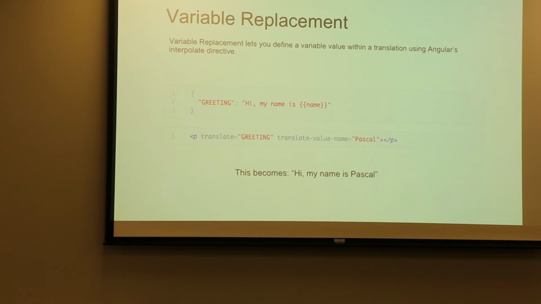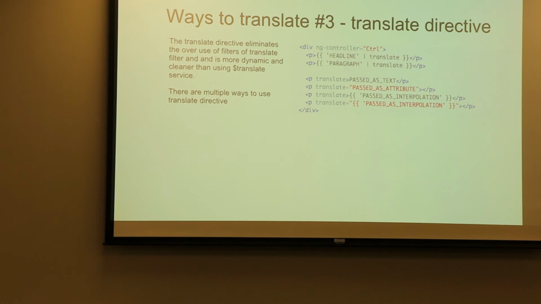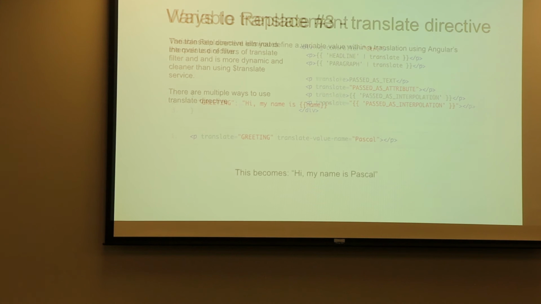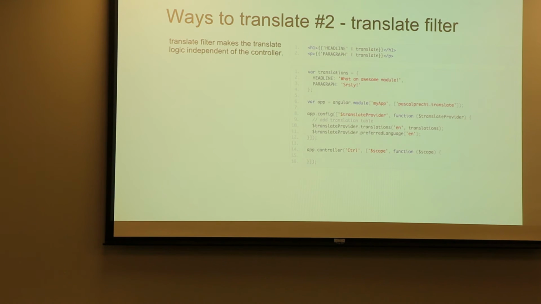Can you go back? Is that a directive or a filter? This is a directive, sorry. The filter is here, so you can see on the top it says headline with a little pipe and translate. So that's using translate as a filter, and it's just tied to the headline. Below you see the var translations. That's where you set up the little JSON-type object which gets pulled in. So you can see var translations headline on the top, where it says H1 headline. That will actually pull in what an awesome module.